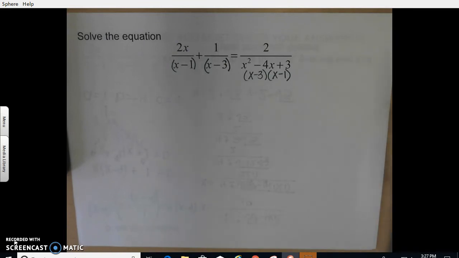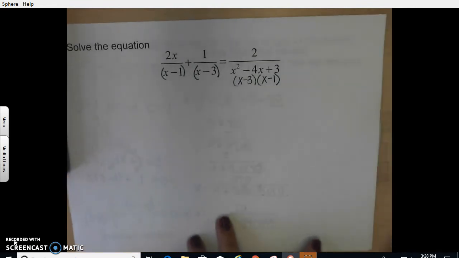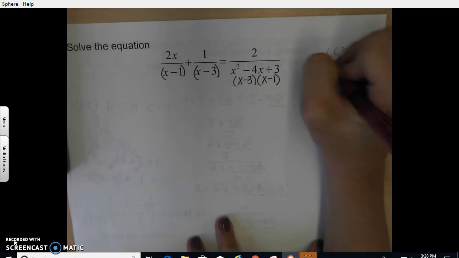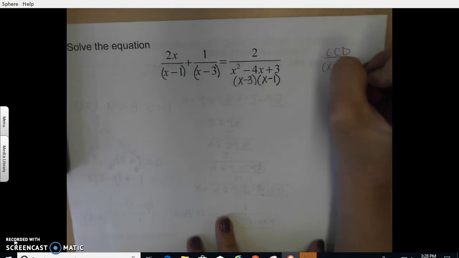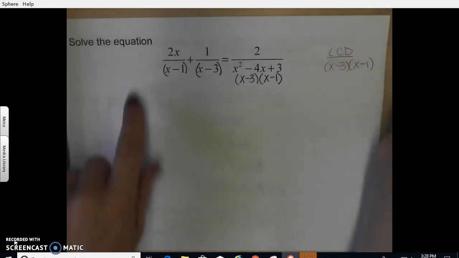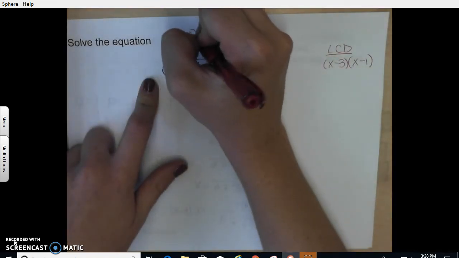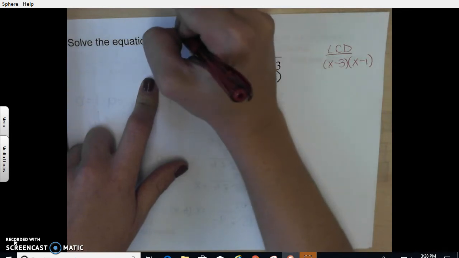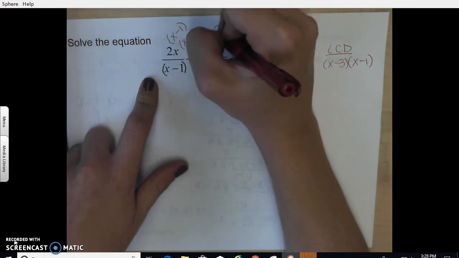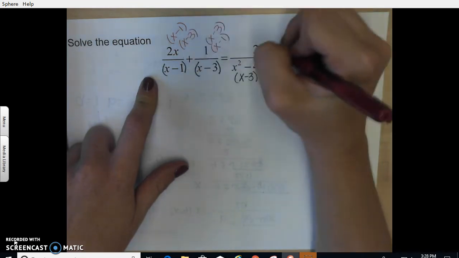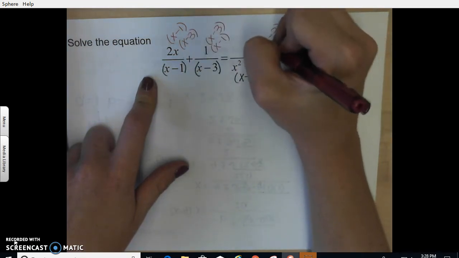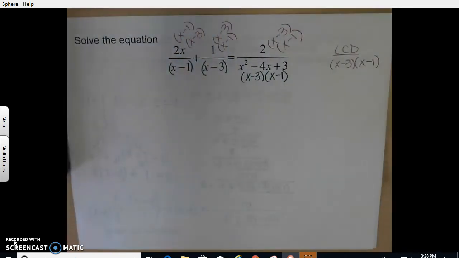If I want to cancel all of these by multiplying by one thing, I'm going to multiply my whole equation by the least common denominator, which is x minus 3 times x minus 1. So in every numerator, I'm multiplying by x minus 3 and x minus 1. And now we have to see what is going to cancel.